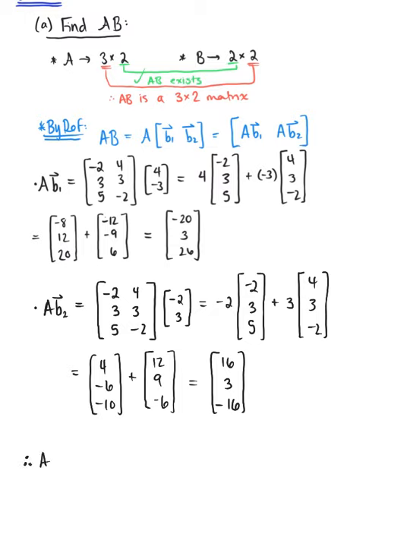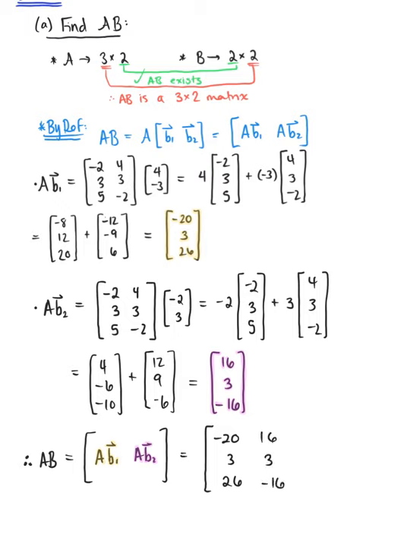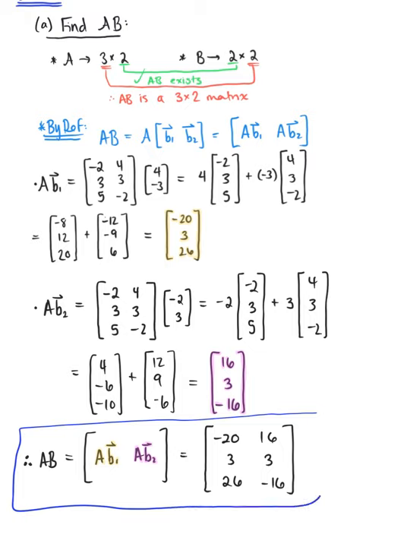We can say that therefore matrix A times matrix B, which by definition we have found using the product of the matrix and two vectors, has a beautiful final answer: the first column is -20, 3, 26, and the second column is 16, 3, -16. And so this again is our beautiful final answer for part A, using the definition of the product. But we're not done yet. We've got one more to go.